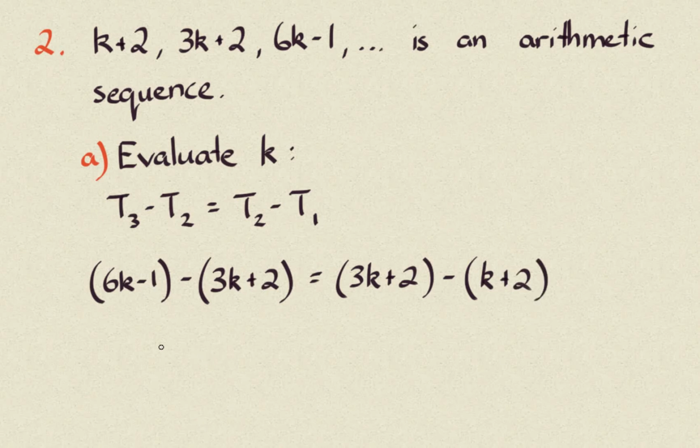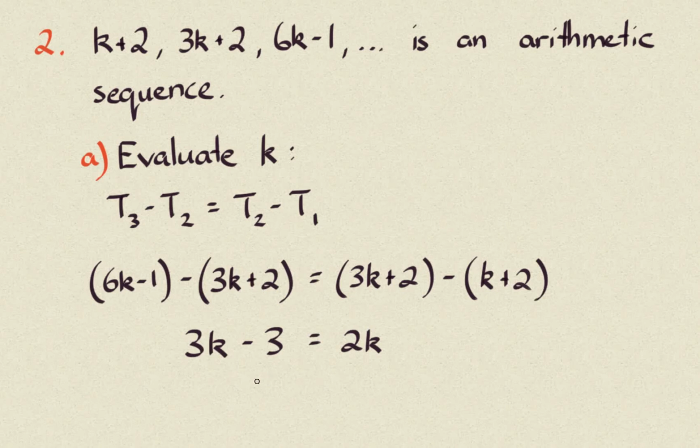Okay, let's collect like terms and simplify both sides. So we have 6k take away 3k, that's 3k, and then we have negative 1 minus 2, so that's negative 3. On the right hand side we have 3k minus k, which gives us 2k, and then we have 2 minus 2. Sweet.